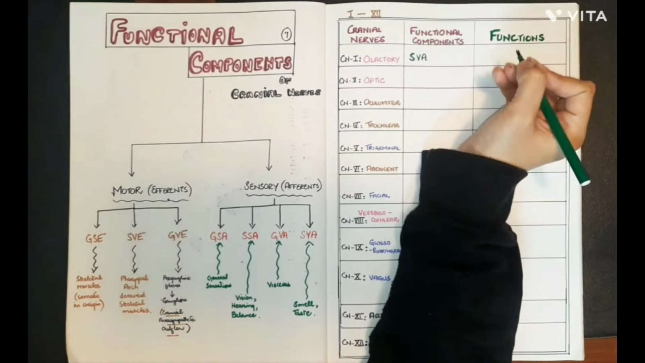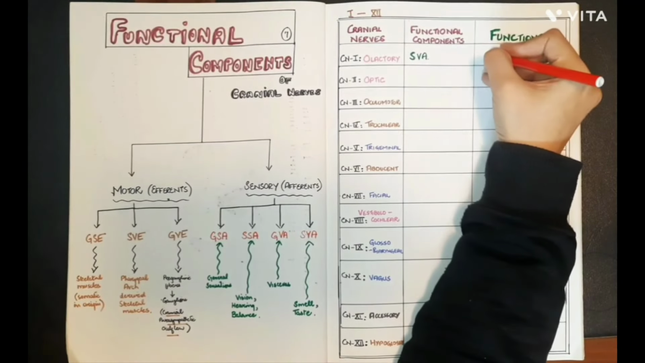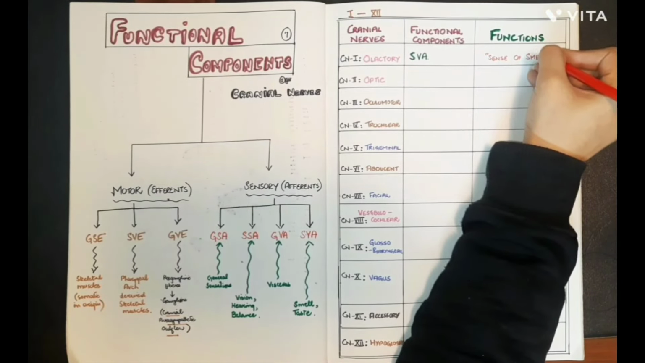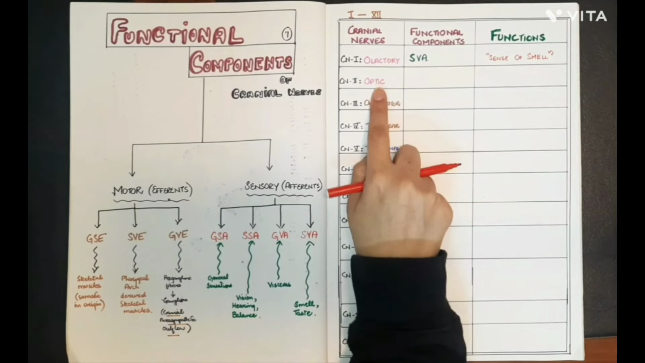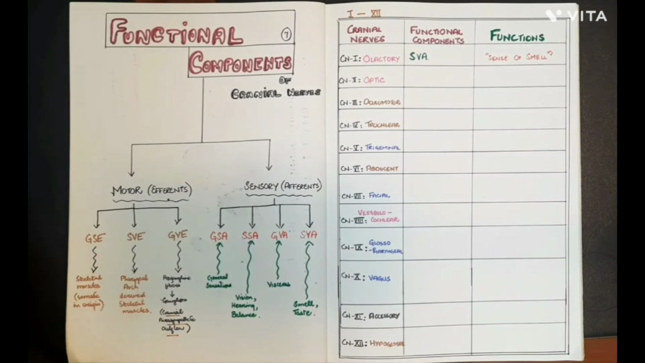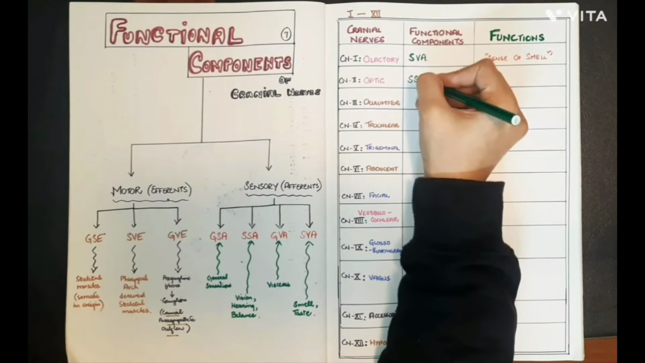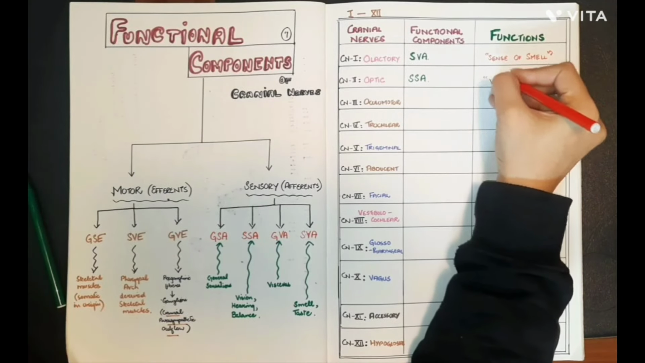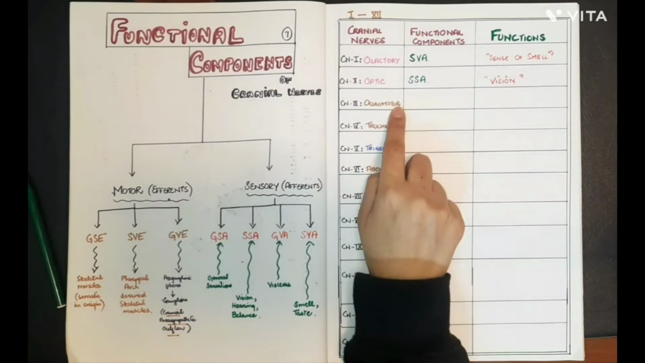So the first, olfactory nerve, which is concerned with the sense of smell, has the special visceral afferent functional component. The optic nerve, which is concerned with vision, will have the special somatic afferent component. So the function will be vision.